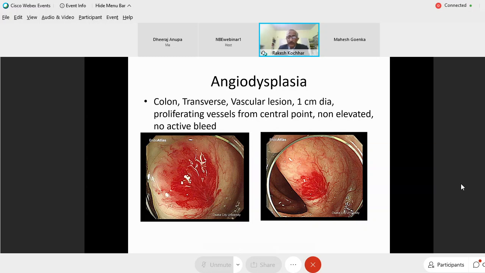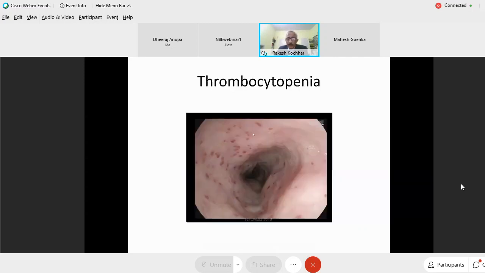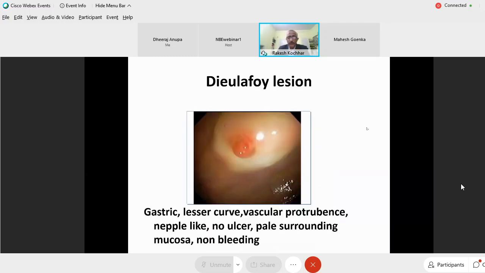So vessels are proliferating from a central point. The lesion is not elevated and there is no active bleed. So your description has to be complete. This was a patient of thrombocytopenia. In the esophagus, you see these punctate spots. So something like what you get on the skin, you can have bleeding in the esophagus or in the stomach, anywhere in patients with thrombocytopenia, quite often seen in patients with dengue fever or other causes of thrombocytopenia.